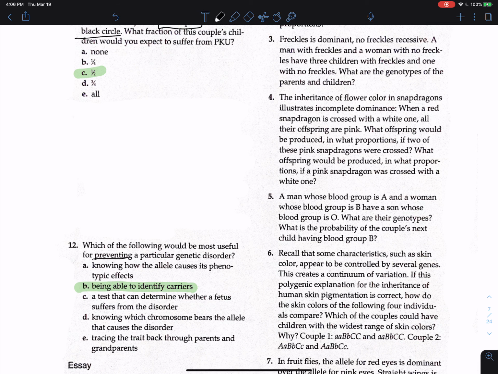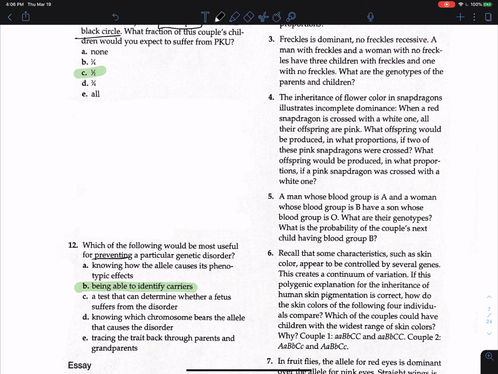So, number 4. The inheritance of flower color in snapdragons illustrates incomplete dominance. When a red snapdragon is crossed with a white one, all the offspring are pink. Roses are similar in this regard. What offspring would be produced in what proportions if two of these pink snapdragons were crossed? What offspring would be produced in what proportion if a pink snapdragon was crossed with a white one?